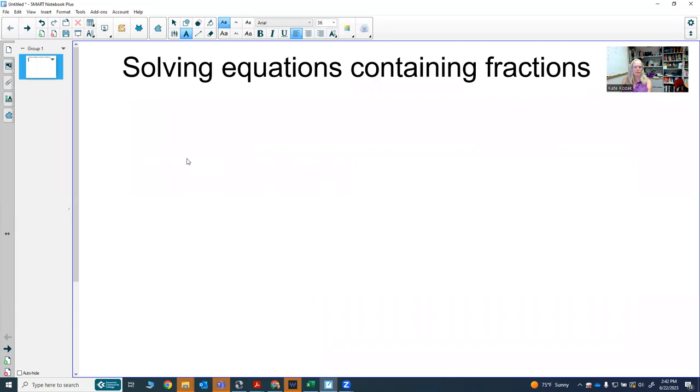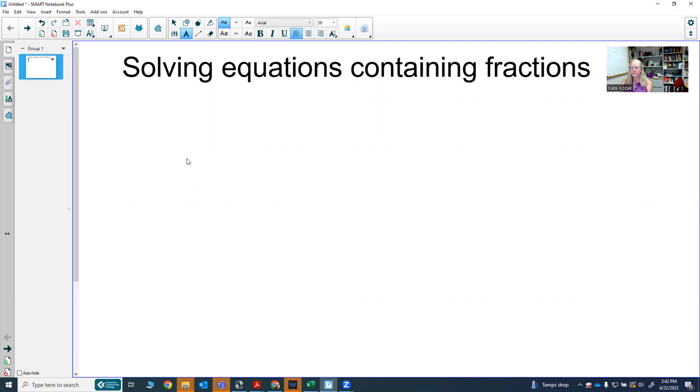This video will talk about solving equations that contain fractions. Solving equations that have fractions in them is exactly the same as solving any equations that do not have fractions. The fractions can make the problems more tedious to solve, but the fractions can be cleared by multiplying both sides of the equation by a common denominator.